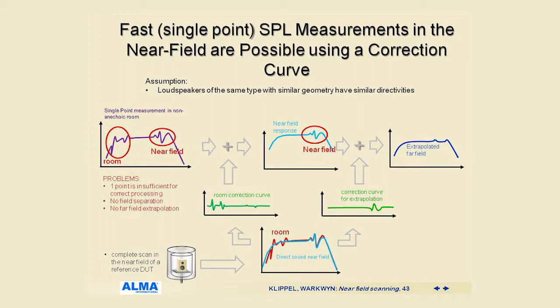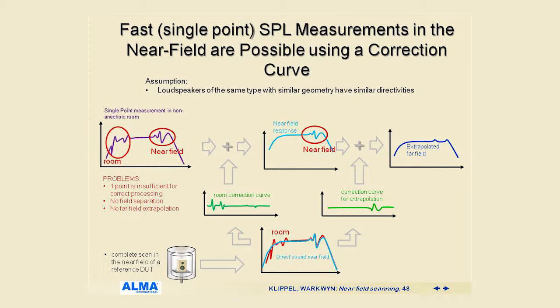Fast single-point SPL measurements in the near field are possible using a correction curve. The assumption is loudspeakers of the same type with similar geometry have similar directivities. We do a single-point measurement in a non-anechoic environment. We see room reflections. See errors in the near field. 1 point is insufficient for the correct processing. We can't do field separation because of that. There's no far field extrapolation possible.